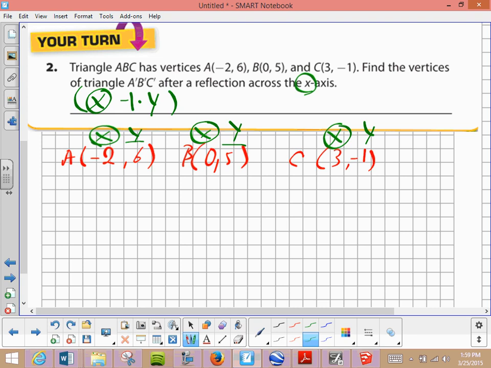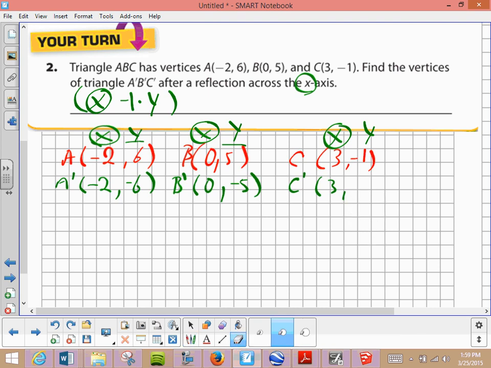You just know. So we're going to keep, for A prime, we're going to keep -2. We save it. And then we change the sign of the y. B prime the same way, keep 0, and this becomes negative. And then C prime, 3, and then it becomes positive. There we go.